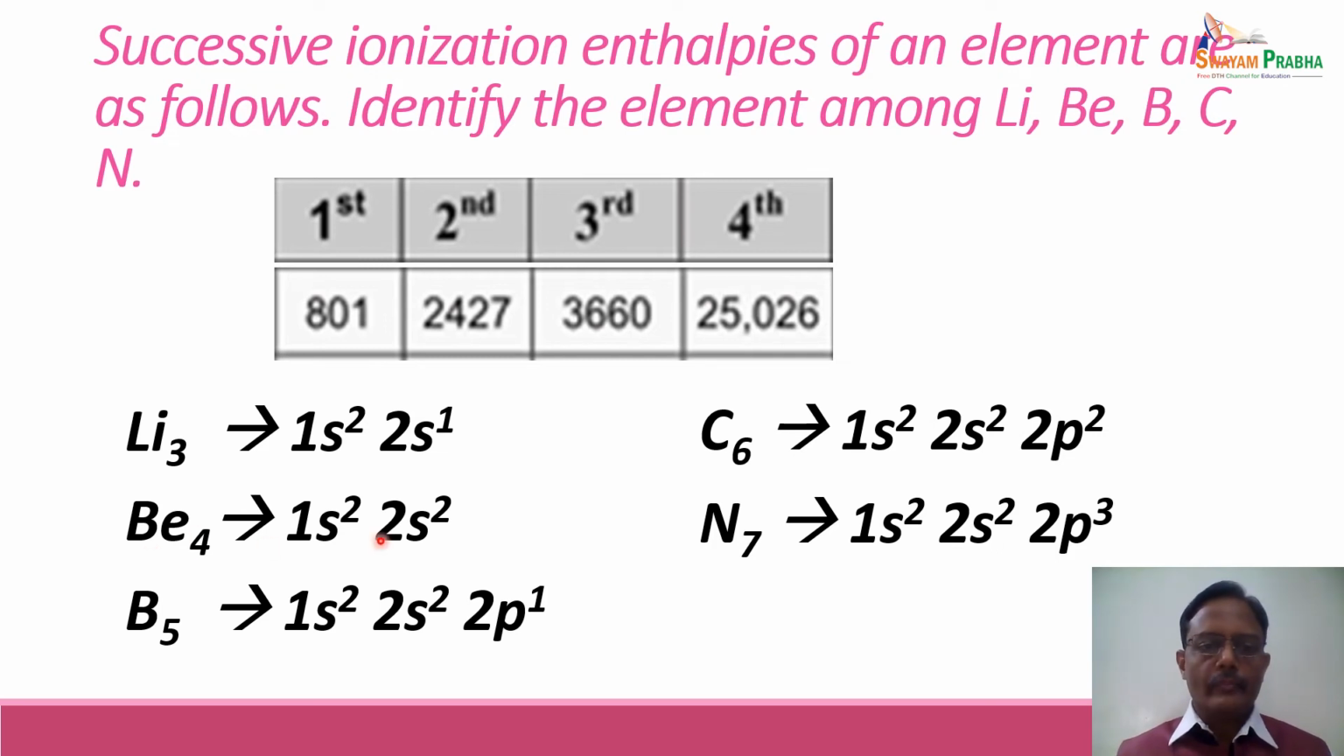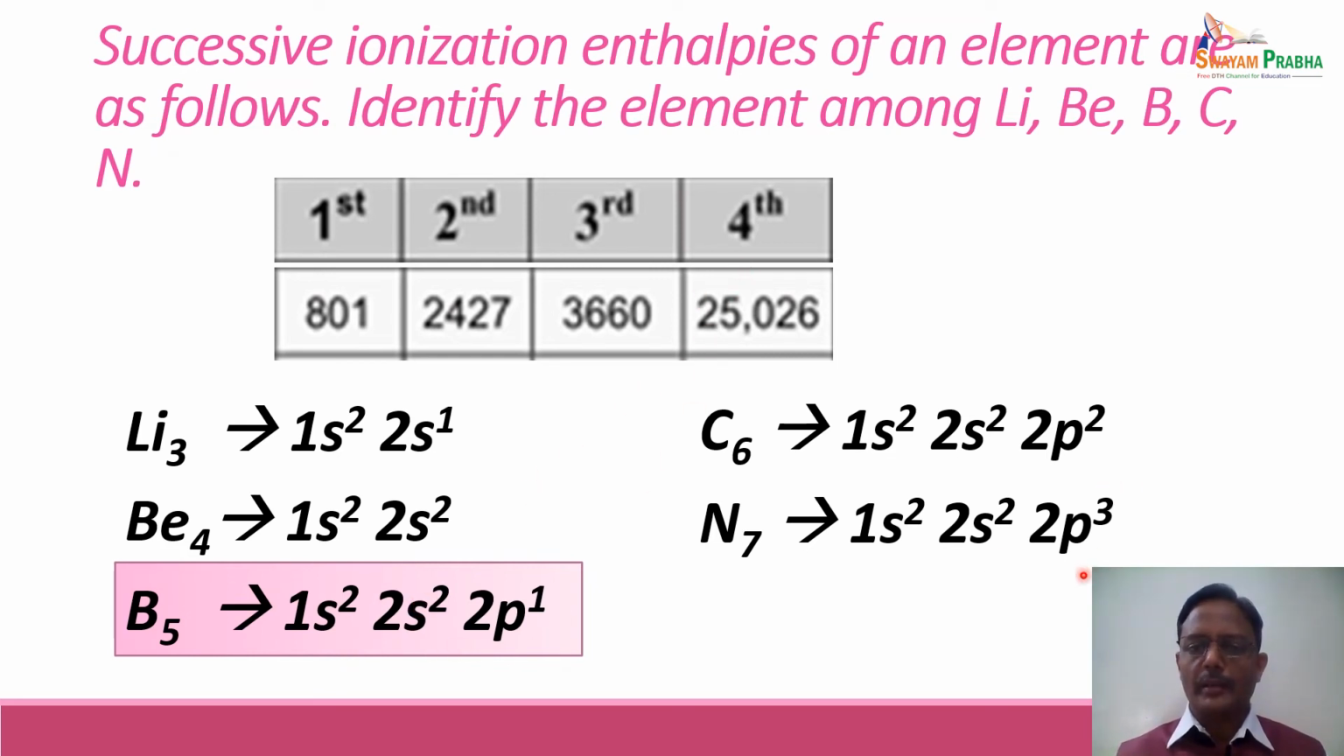In case of beryllium, the first and second ionization enthalpies should be low, and the third ionization enthalpy should be very high, because the removal of the electron is from 1s, which is not matching with these values. But when we come to boron, the first ionization enthalpy is low, the second and third ionization enthalpies are larger, which is matching with this, and the fourth ionization enthalpy corresponds to removal of an electron from 1s, which is much larger as shown over here. Hence, we can conclude that it is the boron atom whose ionization enthalpies are given over here.